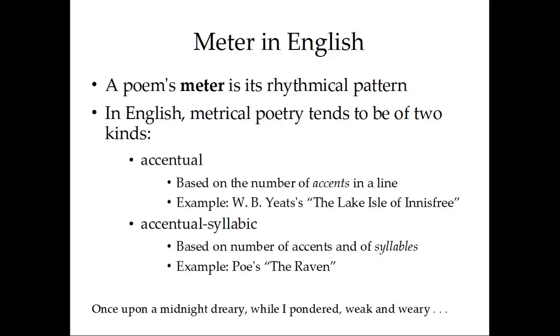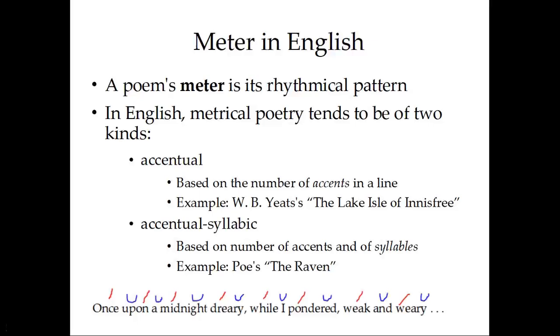If I were to mark the accents here, we would see these: once upon a midnight dreary, etc. But we also see a regular alternation of stressed and unstressed syllables. And in fact, there are an equal number of unstressed syllables as stressed ones, which leads to an equal, a regular number of syllables. So we have both a regular number of accents and a regular number of syllables.